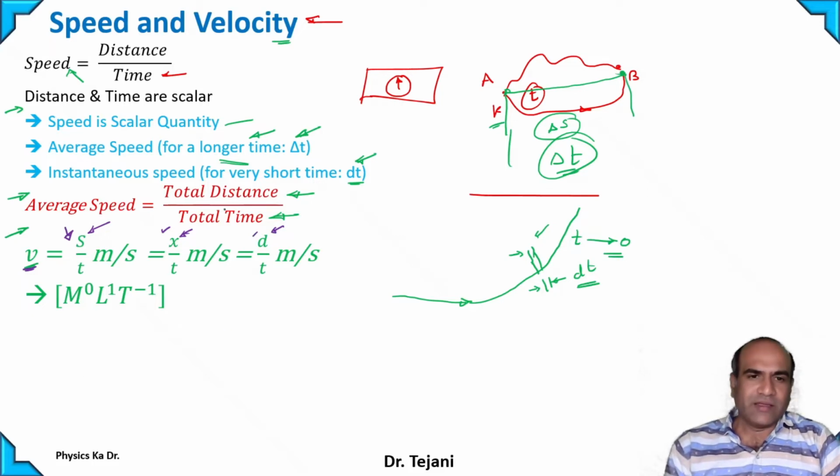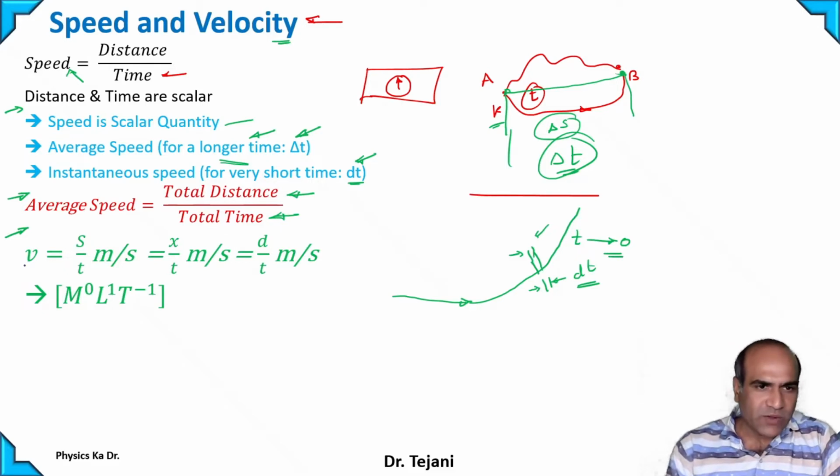And another one, that is the dimensional analysis. If velocity does not have any mass component, the dimension of mass becomes 0. Meter means L to the power 1. Second, which is in the denominator, so it is T to the power minus 1. That is simply understood by everyone.